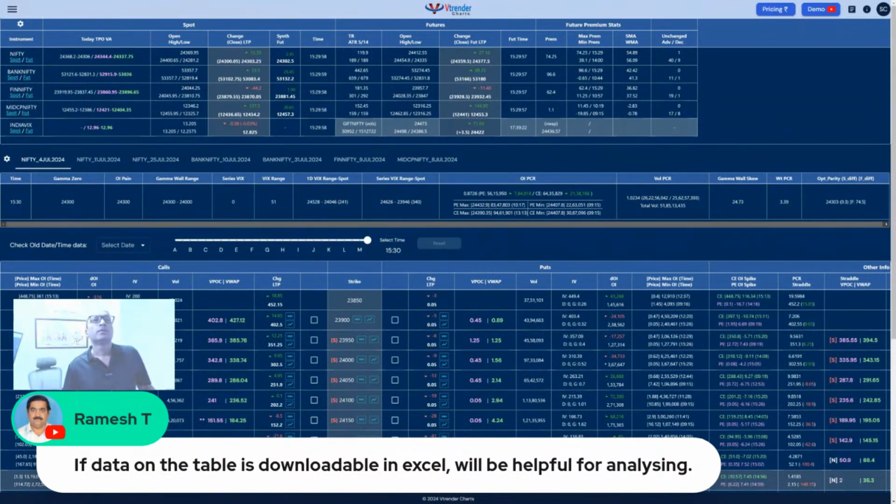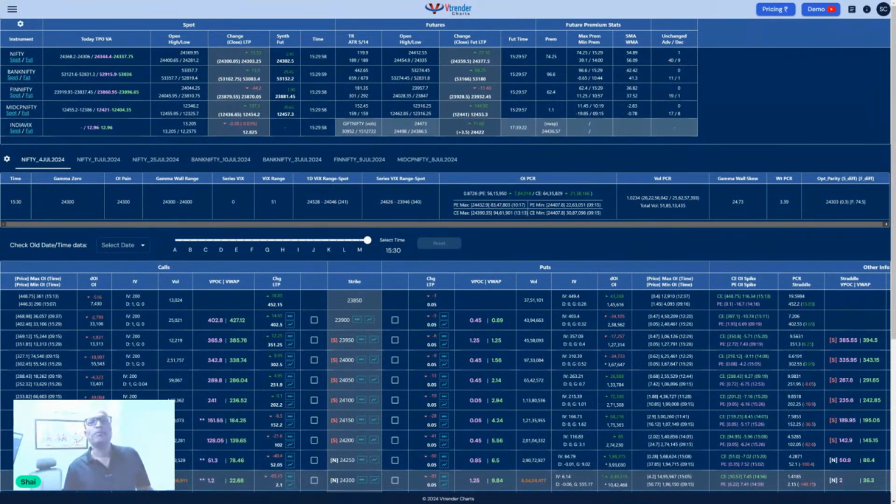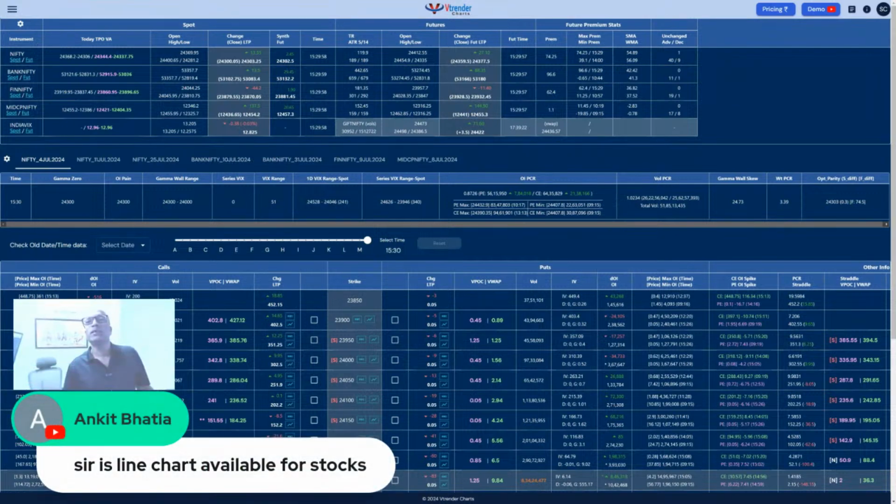All the analysis which is required is already here. There's nothing an Excel can do. It's already analyzed and put up in this table, so there's no need of putting it into Excel.